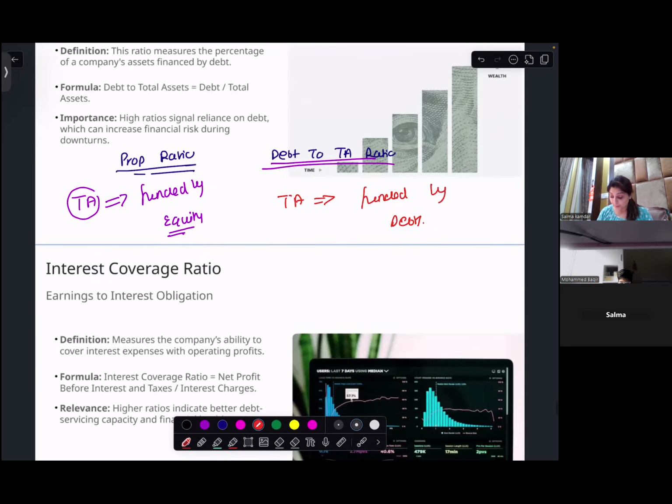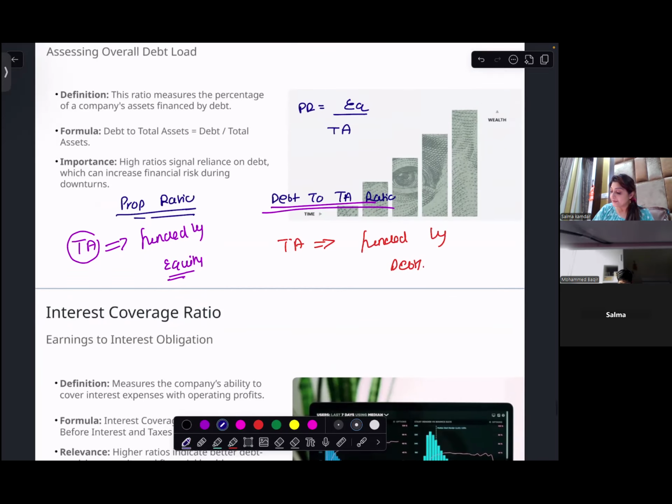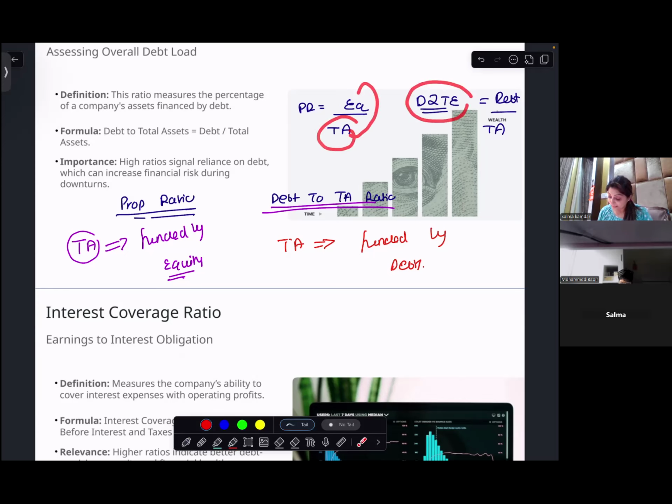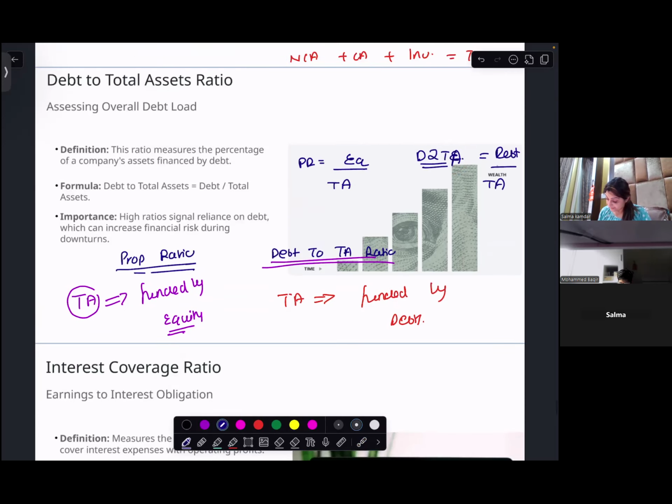Proprietary ratio formula would be what? Equity over total assets. Debt to total assets formula is what? The debt over total assets. The proprietary ratio will tell you how much of your total assets is funded by equity. Your debt to total assets ratio will tell you what? How much of your total assets is funded by debt.